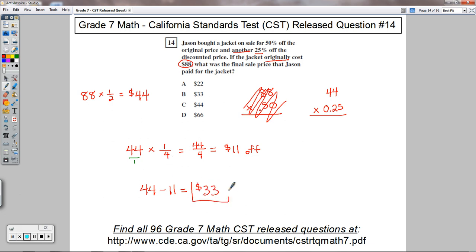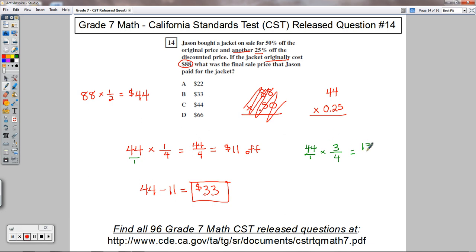So what I was talking about before, though, instead of this, I could have done 44 times, I'm going to write that over 1 quick, 44 times 3/4. So if it's 25% off the discounted price, the new price would be 3/4 of the discounted price that I started with. So I could do this as well. What would that be?